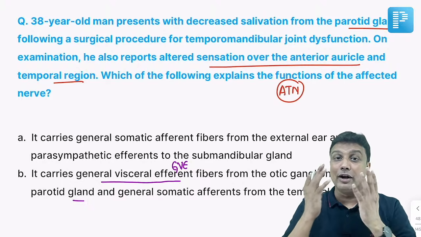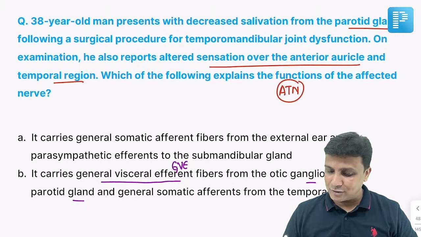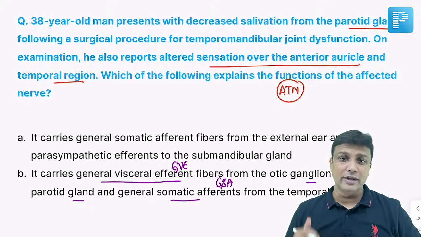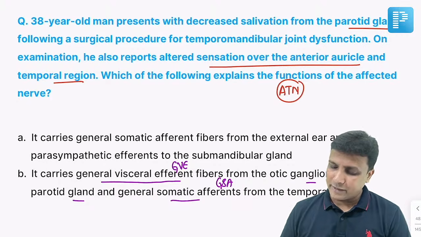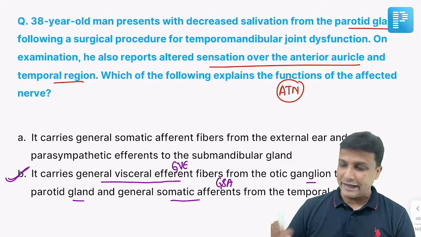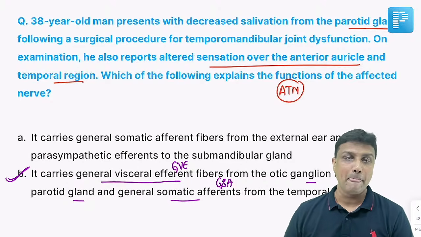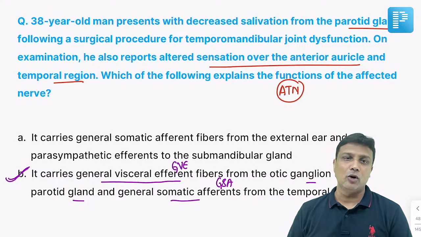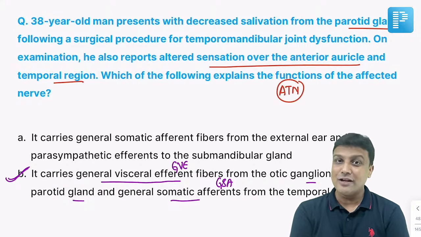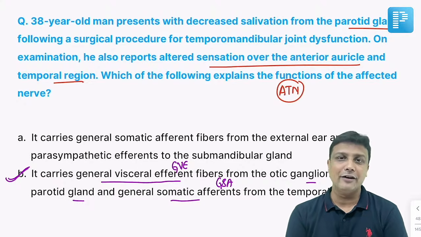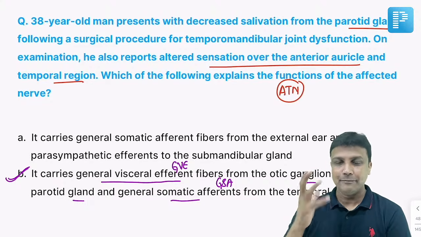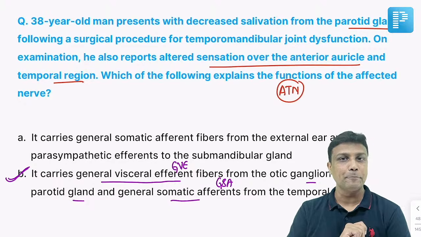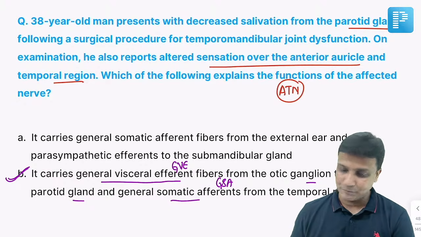Somatic means what here? The body wall. Afferent means what here? It is going to sense from the face. So GSA column from the temporal region. So this is the right answer for the ATN, the fibers which it is going to carry. So the auriculotemporal nerve is supplying the parotid gland. Supply to the parotid gland will be from the GVE column, general visceral efferent column. And yes, of course, the sensations from the body wall, the word referred to that will be somatic, so from the GSA. From the temporal region, it will be taken by the same nerve. I hope the concept is crystal clear here.